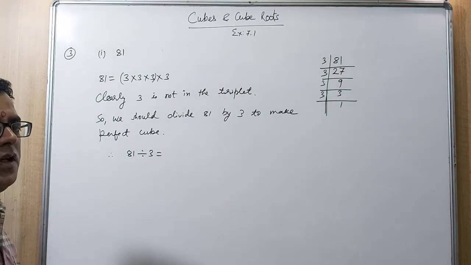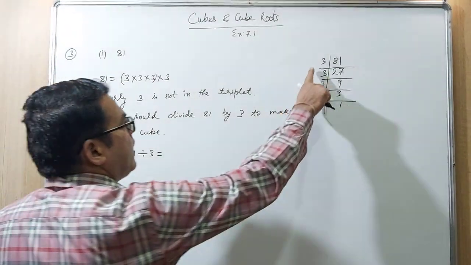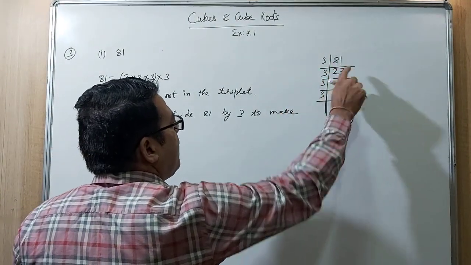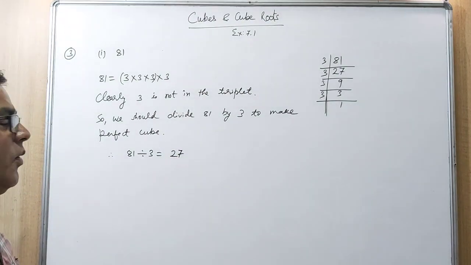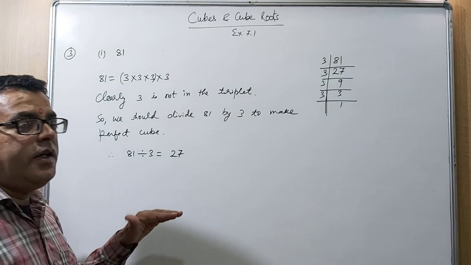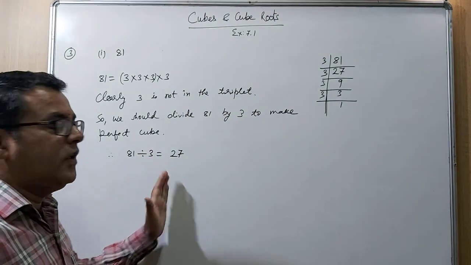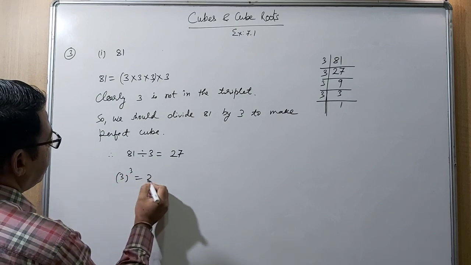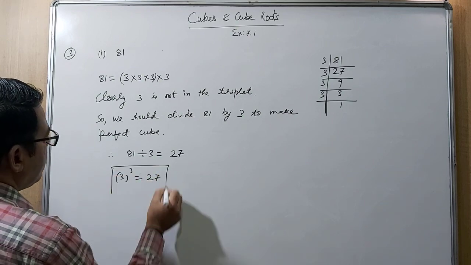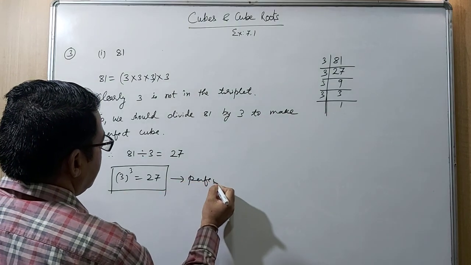If we divide 81 by 3, what do we have? 27. So we will get 27. Now we can say that 27 is a perfect cube. This is the cube of 3, right? So the cube of 3 is 27. It means now 27 is a perfect cube. You can see here.